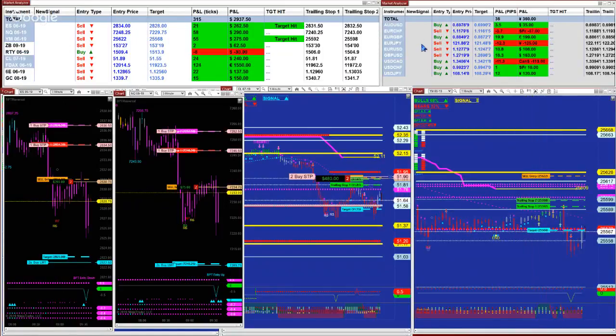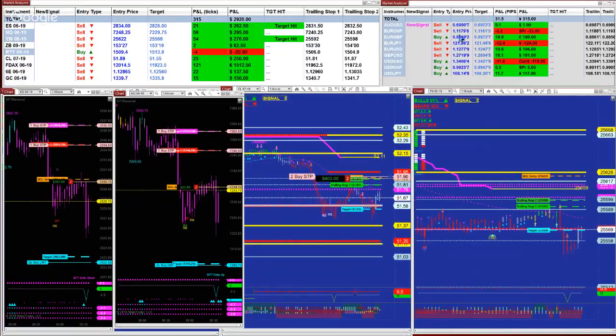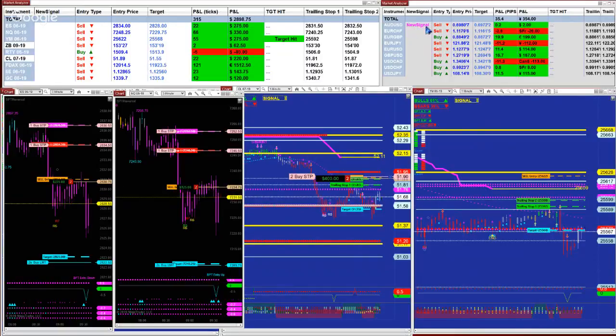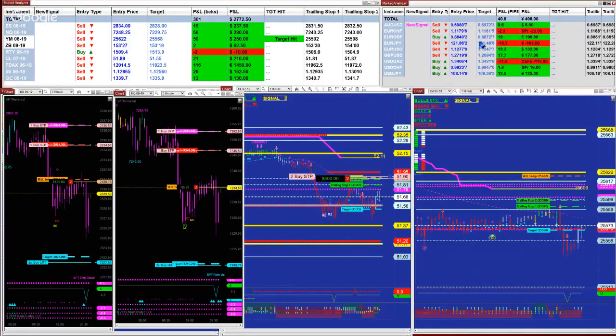The same thing applies for Forex and stocks. I'm not a big Forex trader. I only like the euro dollar, but the rest, I have zero interest in, except the euro dollar. As an example, right now we got a new signal on the Aussie dollar, and you can follow the entry price, the target, and how many ticks for that signal here.